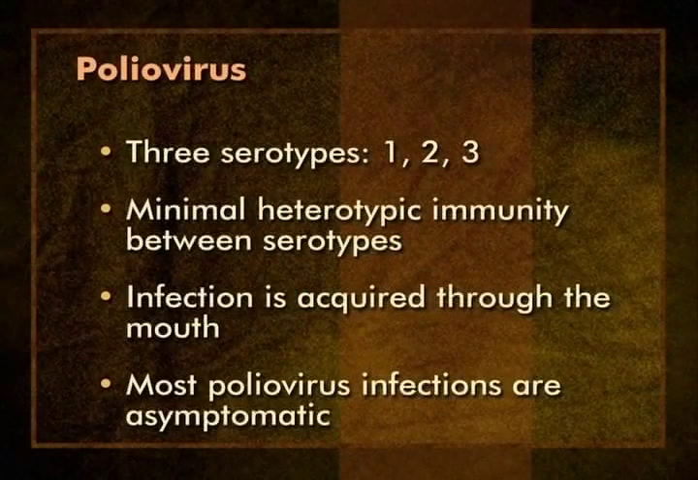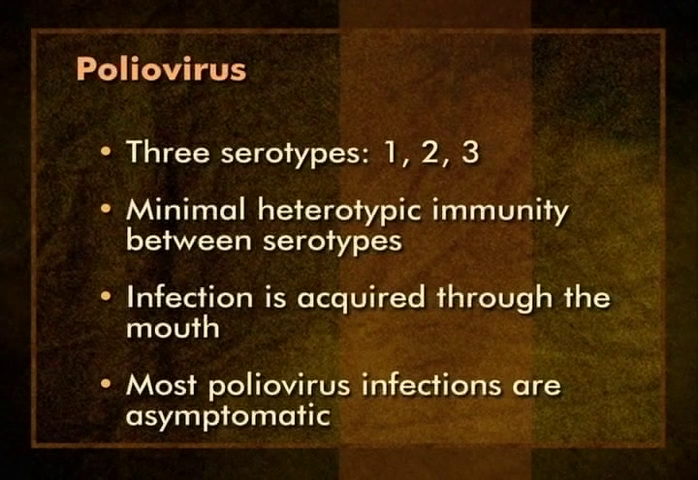Poliomyelitis is caused by an enterovirus. There are three distinct serotypes of poliovirus, 1, 2, and 3. There is minimal heterotypic immunity between serotypes, which means that the immunity to one serotype does not protect you very much from other serotypes. So that's why there are three viruses in the vaccine.